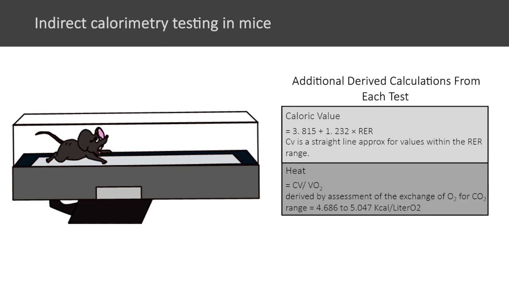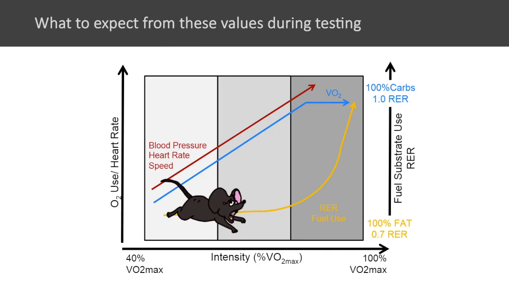Finally, we can calculate a couple of other measurements, such as the caloric value of a test, as well as the amount of heat generated from a test. Those will allow for calculations of calories burned if that's information that's important to you as well, or metabolic equivalents. So what do we expect to see when we look at these values during testing? Because it's a lot of things being thrown around, and if you're not familiar with exercise testing or the response to exercise, these things can be rather confusing. Well, we already know that with each stage of the test, workload is increasing. So the speed is increasing, the inclination is increasing. And as that occurs, the heart rate and the oxygen usage by the mouse is going to go up.